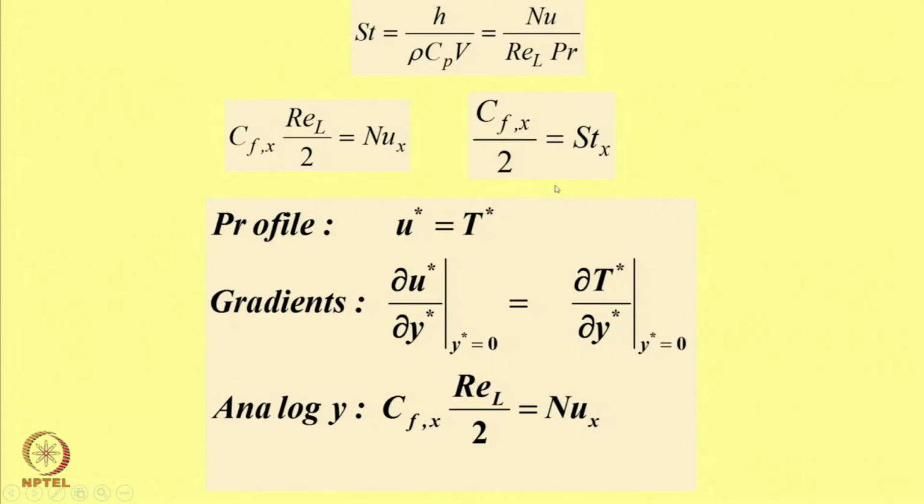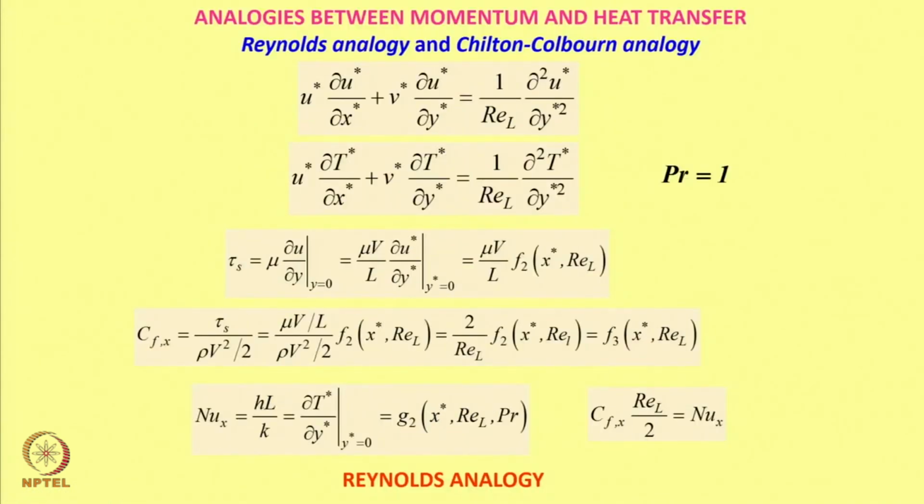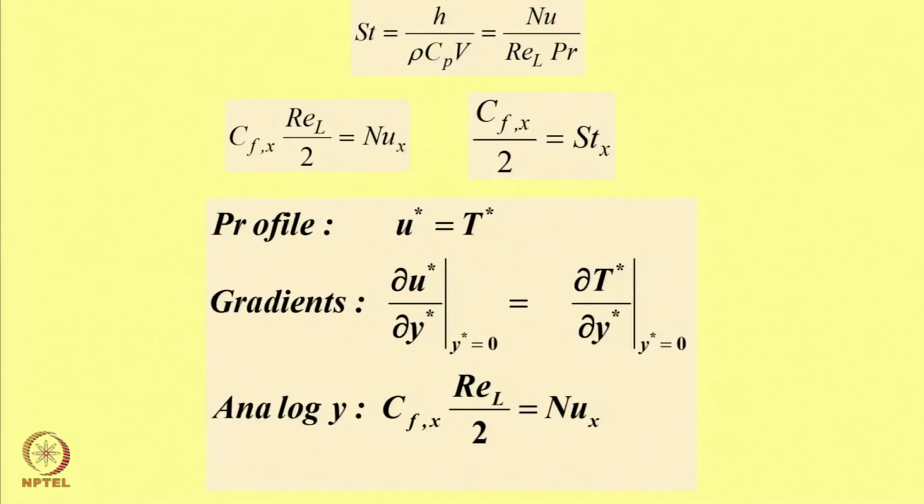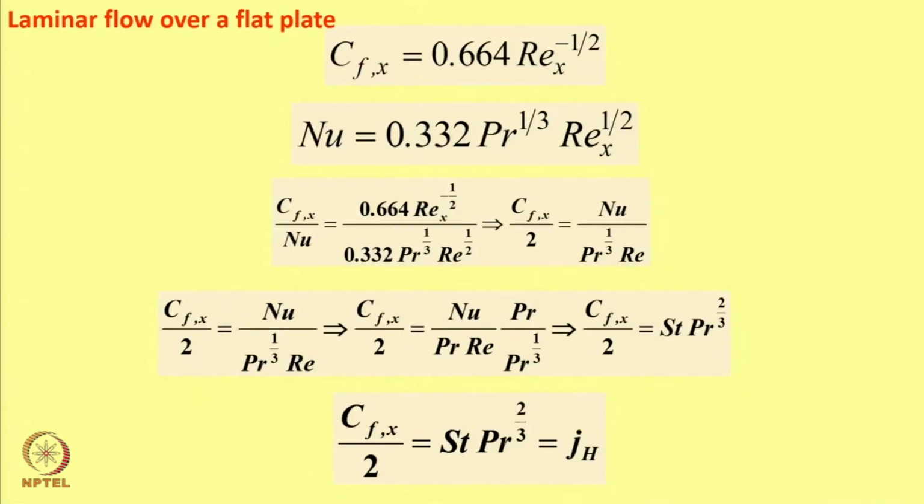So, if Reynolds analogy is there, that is for Prandtl number equal to 1, you get u star equal to T star, and gradients del u star by del y star equal to del T star by del y star. This works very well even for turbulent flows. Remember, we have taken the flat plate case where del P by del x is 0. That is mandatory. Del P by del x being 0 is mandatory, and it works even for turbulent flows sometimes, but with a word of caution.